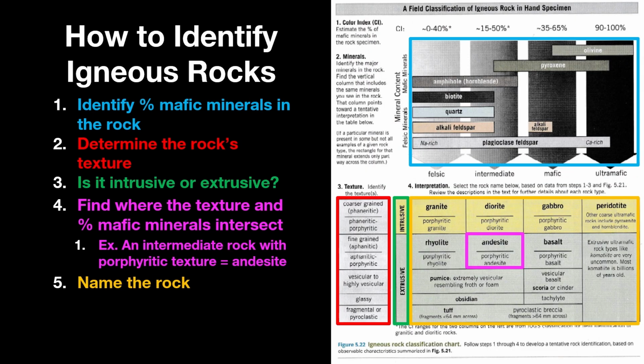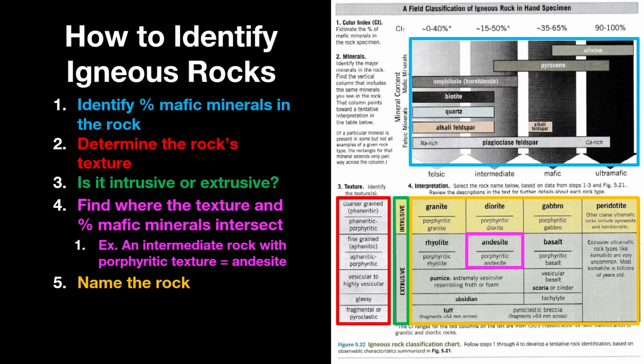During this lab, you'll identify igneous rocks using visual observations. Start by estimating the percentage of mafic minerals in each specimen. You can do this by assessing how light or dark the rock appears and matching it to the color index. Next, examine the rock's texture to determine whether it is coarse-grained or fine-grained. This step helps you determine whether the rock is intrusive or extrusive.